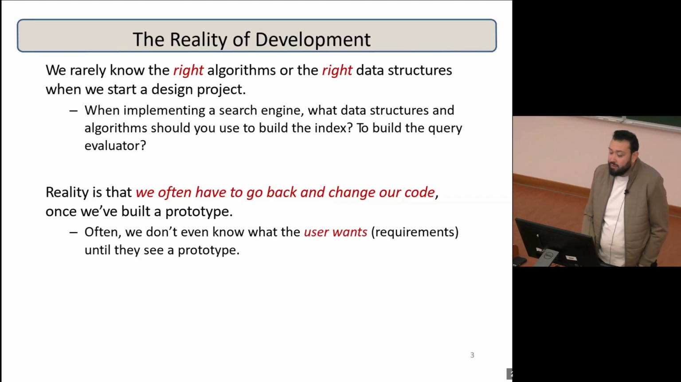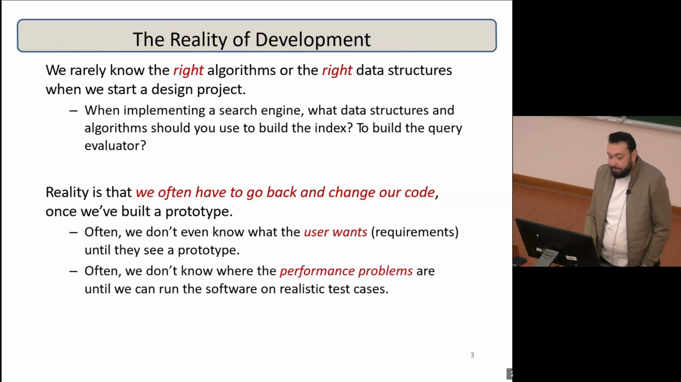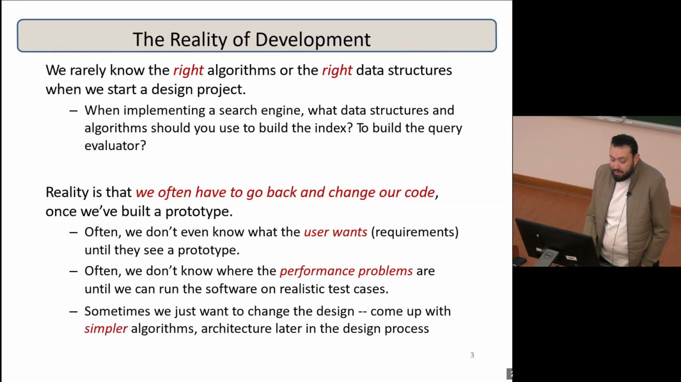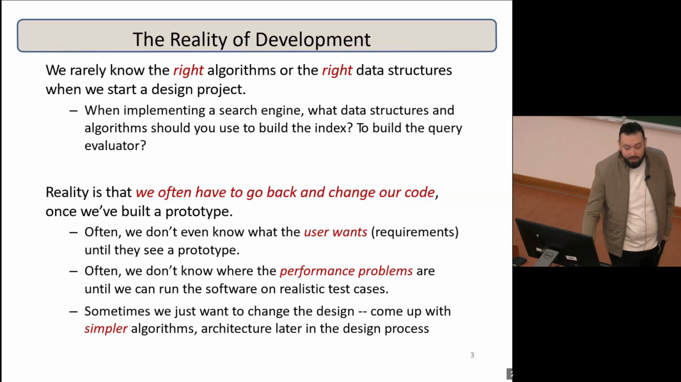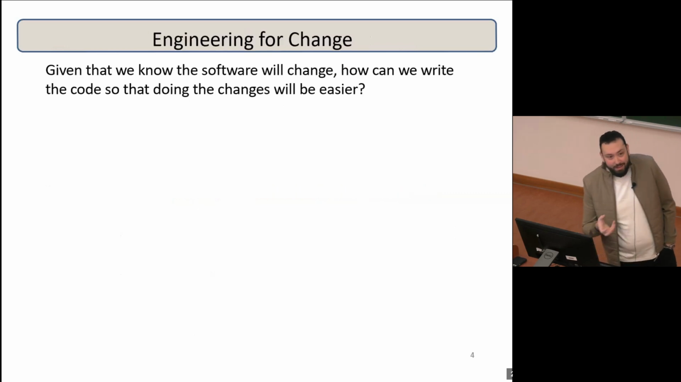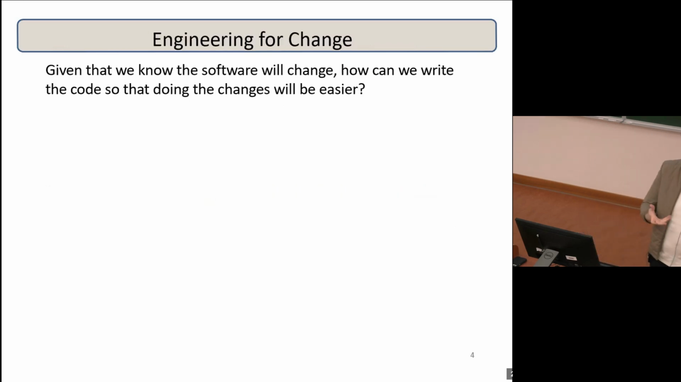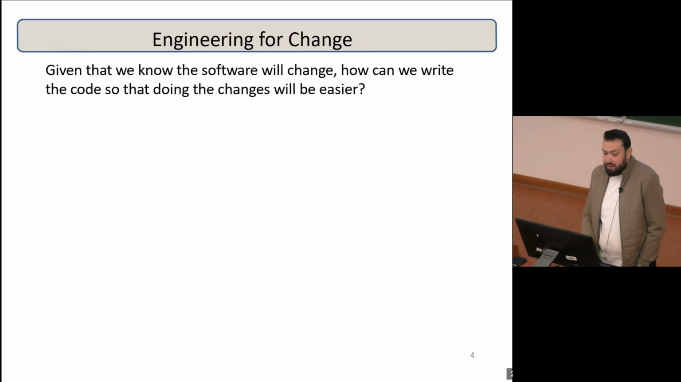Often we don't even know what the user wants, the requirements, until they see a prototype. Often we don't even know where the performance problems are until we run the test cases. And sometimes we just want to change the design and come up with a simpler algorithm. So how can we solve these problems, right? How can we do that?